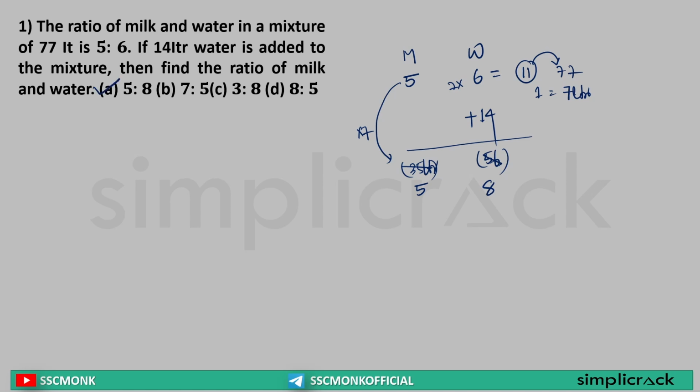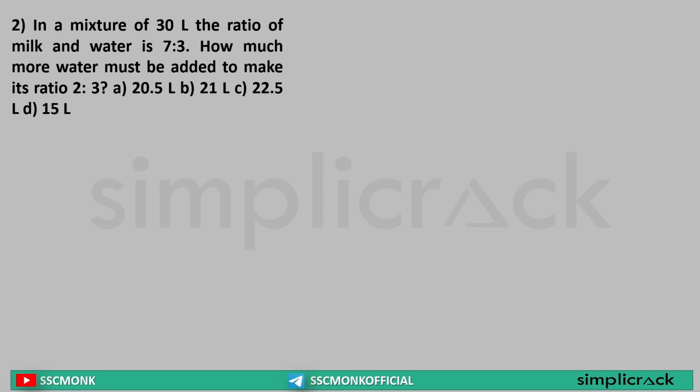Clear? Sorted? Next question. In a mixture of 30 liter, the ratio of milk and water is 7:3. How much more water must be added to make the ratio 2:3? Now understand. Milk, water, 7, 3, total 10. Now this 10 liter is equal to 30 liter because the mixture is already given as 30 liter. So each part is equal to 3 liter. So how much milk is there? 21 liter milk is there. How much water is there? 9 liter water is there.